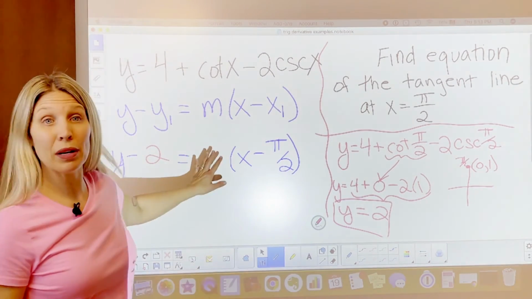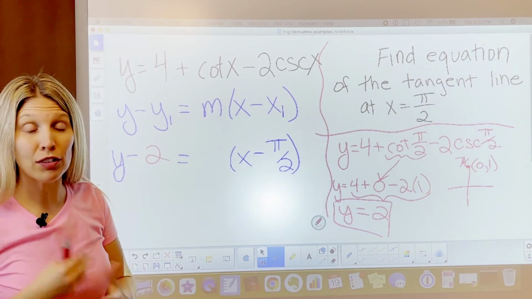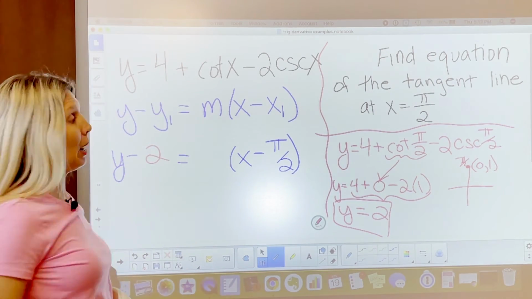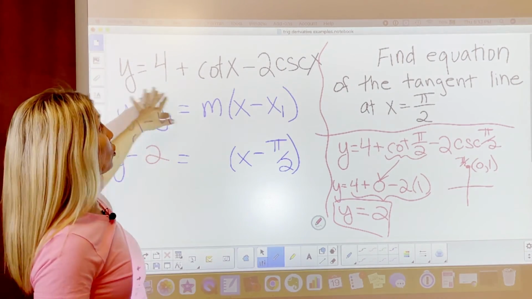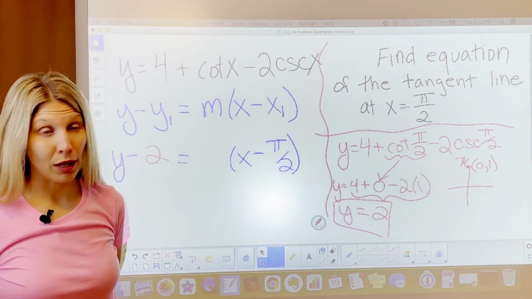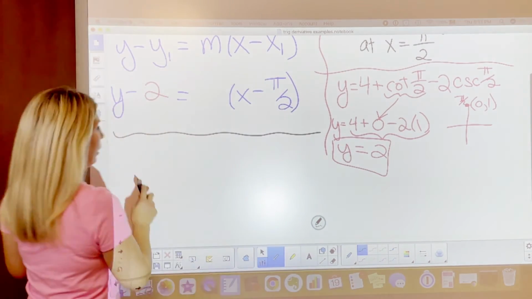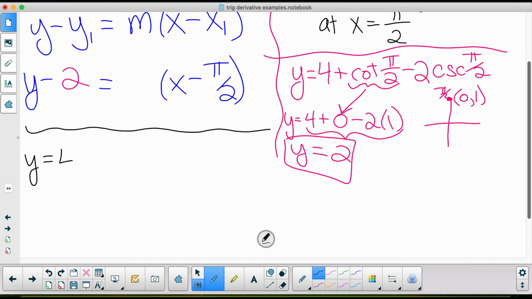Now our slope again of the tangent line, derivative, derivative, right? Hopefully every time you hear slope, you hear derivative in your mind. So now I need to find the derivative of that function and plug in pi over 2. Are you ready? I'm going to go ahead and rewrite our function. So let's put a line here. Y equals 4 plus cotangent of x minus 2 times cosecant of x.